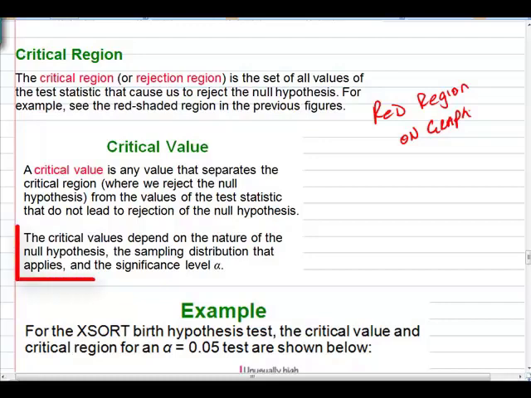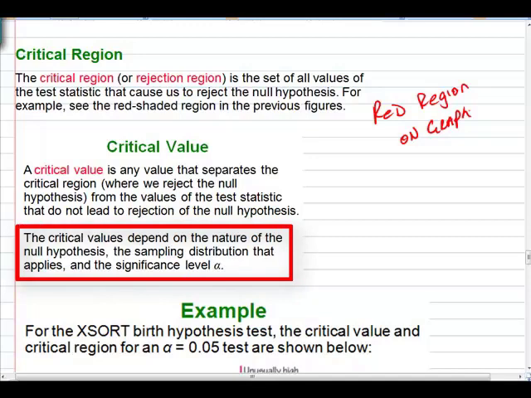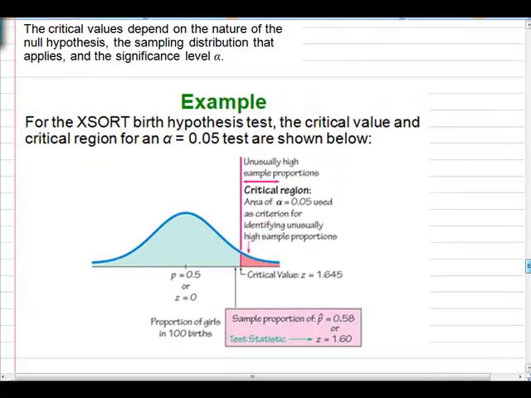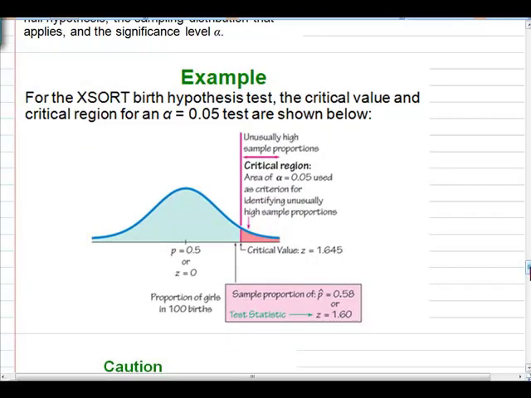Reject. The critical values depend on the nature of the null hypothesis, the sampling distribution that applies, and the significance level alpha. So for example, for the XOR birth hypothesis test, the critical value and the critical region for alpha equals 0.05 are shown below. The critical value is the number that separates the critical region from the rest of the distribution. In this case, with alpha equals 0.05, we get 1.645 for our critical number.